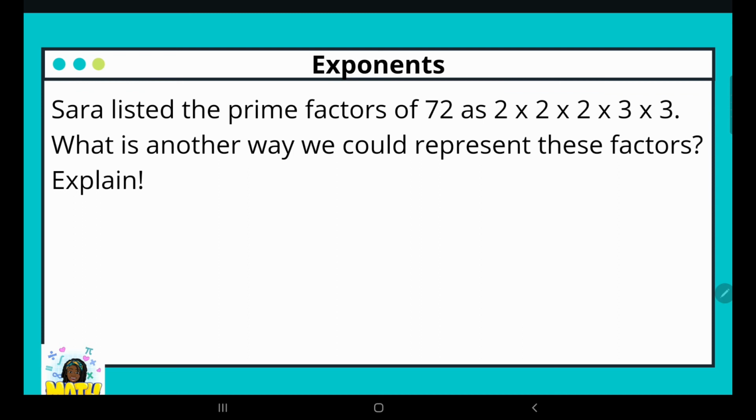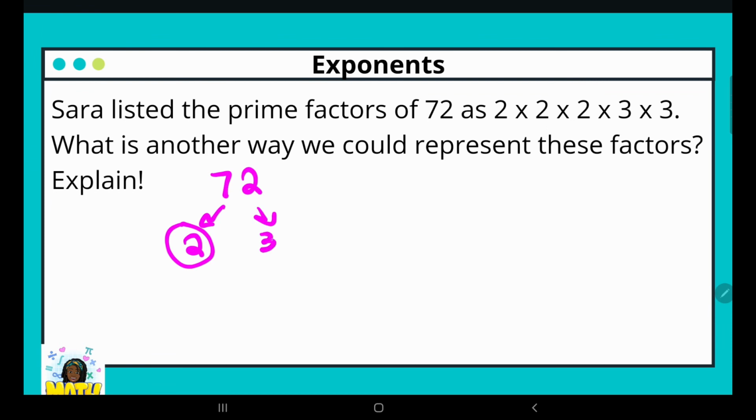Sarah listed the prime factors of 72 as 2 times 2 times 2 times 3 times 3. What is another way we could represent these factors? Explain. So first off, let's check to see if Sarah is indeed correct with her prime factors. So remember in our previous lesson, we talked about for prime factors, you want to start with the smallest prime number that goes evenly into 72 and its factor pair, and then we're going to continue to break down in that way. So the smallest prime number that goes into 72 is 2.